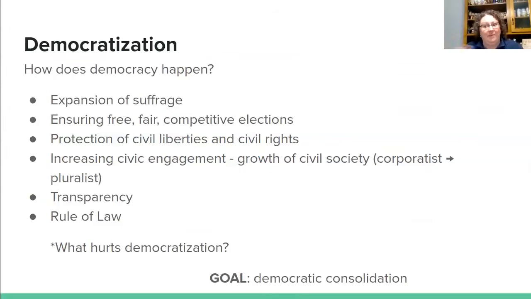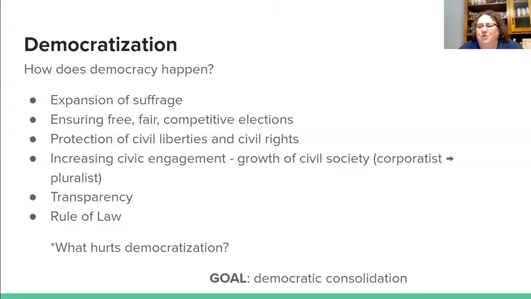So let's think about that. Going with that whole idea of democratization. So how does democracy happen? Democratization, remember, is the process or the growth of democracy. So how do you do that? Think about within our own country, the United States, how has democracy expanded? Look at the expansion of suffrage. Have we given more people the right to vote?